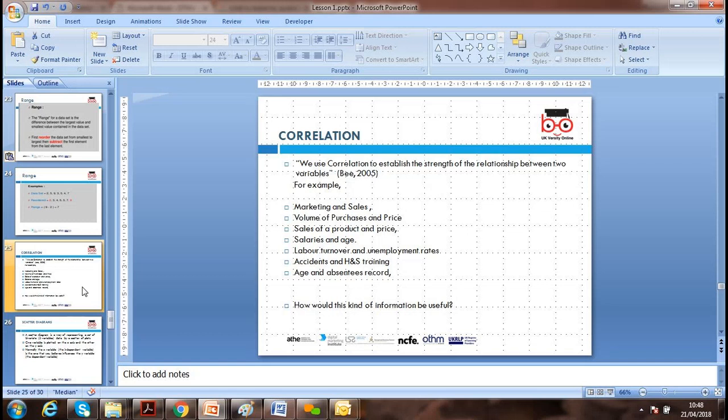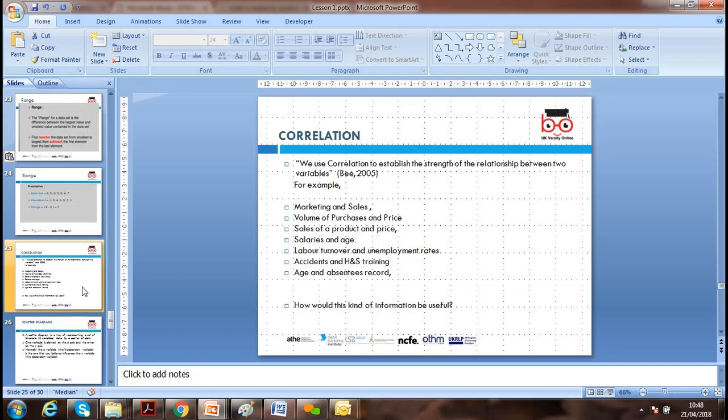Accident and health and safety training. If we are giving health and safety training, our accidents should be reduced. So if people in countries have more training, for example driving training, it means the accidents will be reduced.